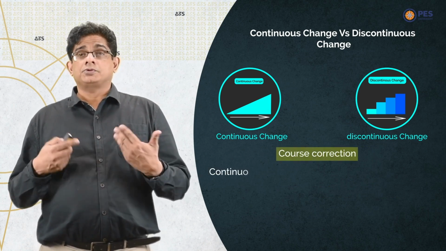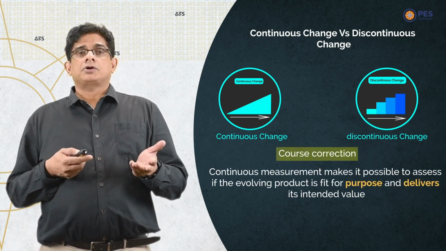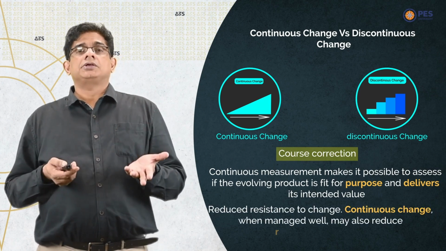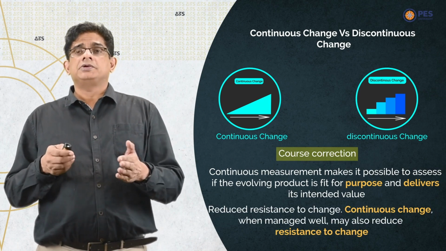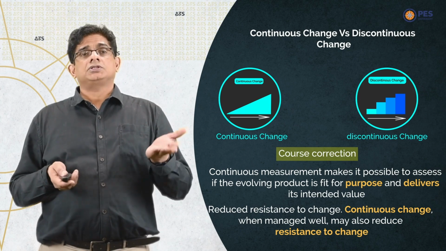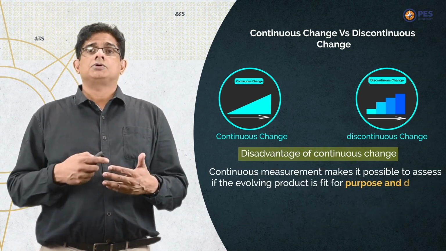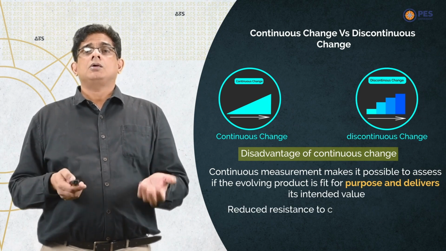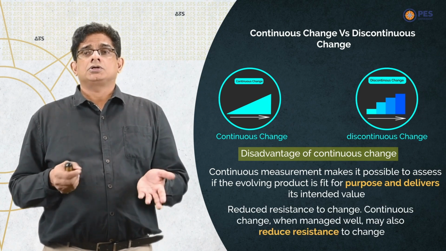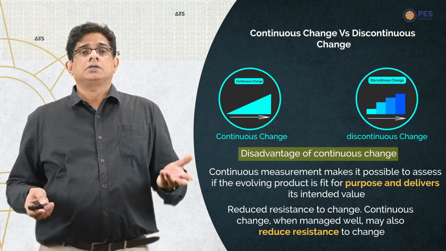Continuous measurement makes it possible to assess if the evolving product is fit for purpose and delivers intended value; otherwise, midway itself, some changes can be made to ensure that. And because of this continuous change, which is managed well with proper inputs and people's buy-in, it results in reduced resistance to change. So that's one of the important factors there.